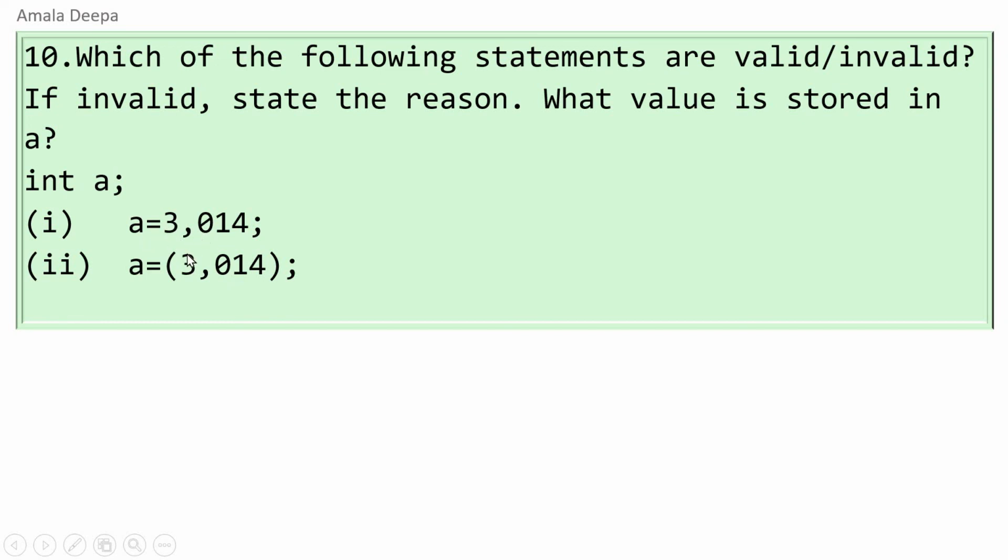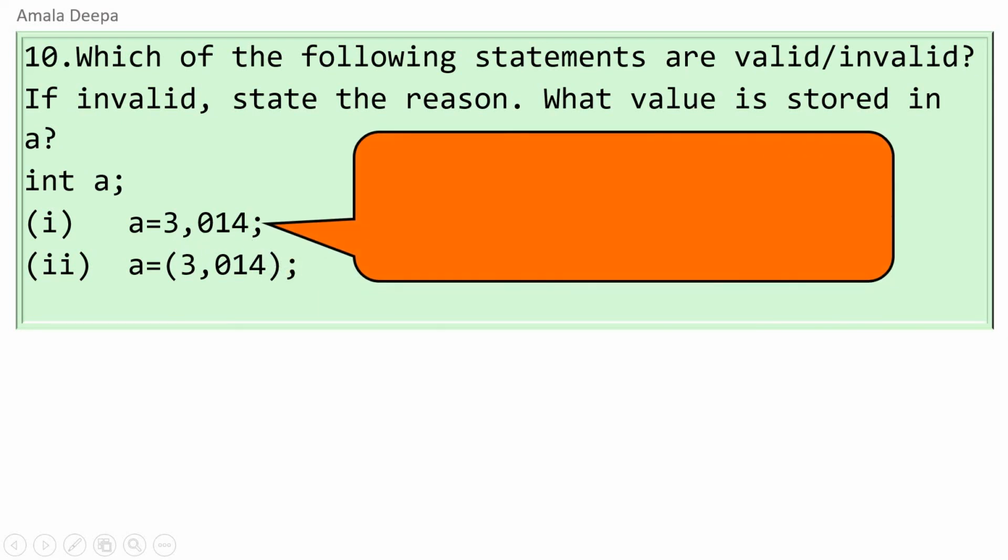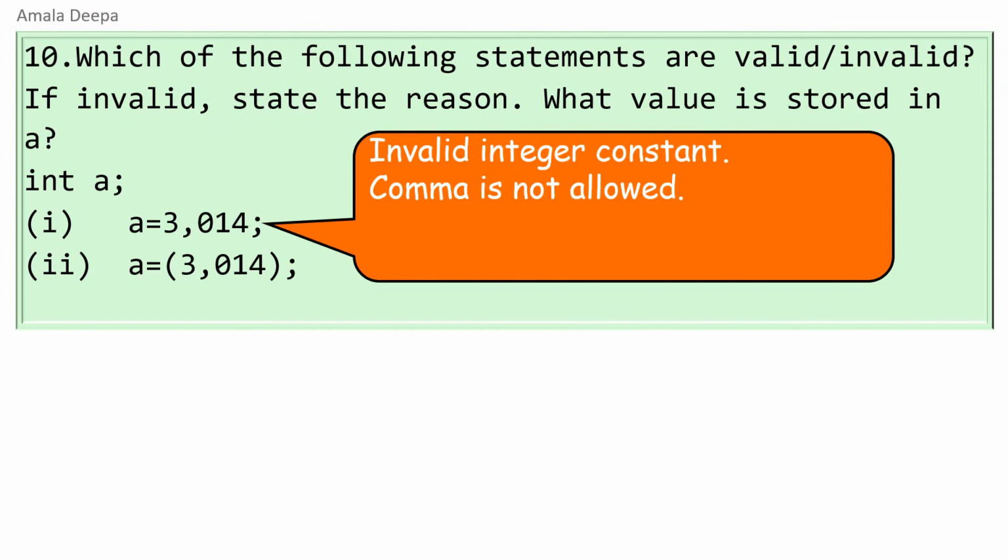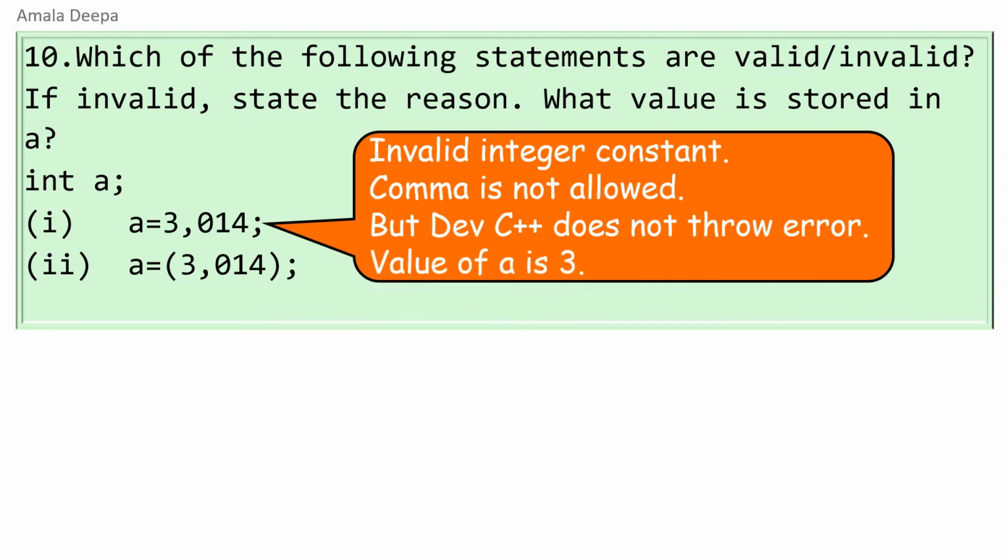a = 3,014; The value 3,014 is invalid. It is an invalid integer constant because comma is not allowed. But Dev C++ does not throw error. So the value of a is stored as 3.